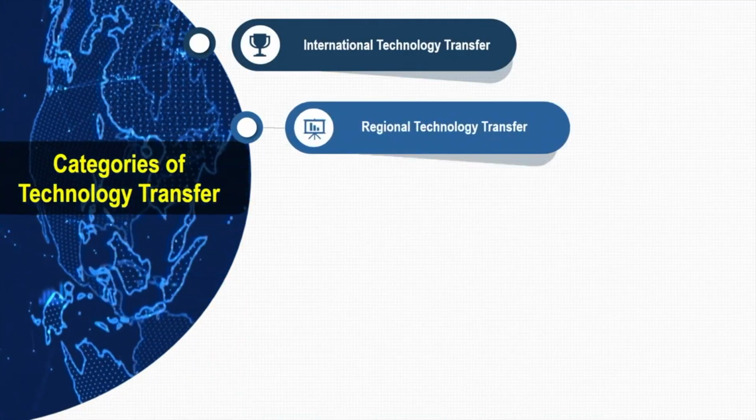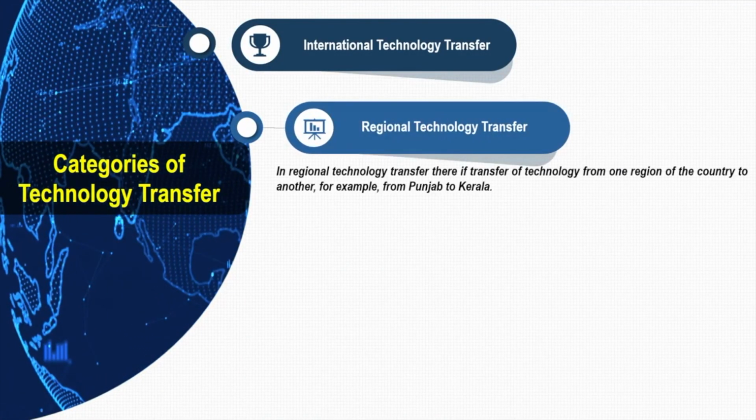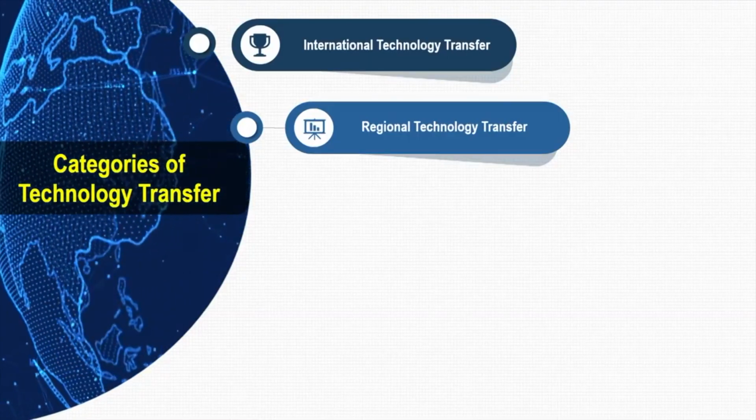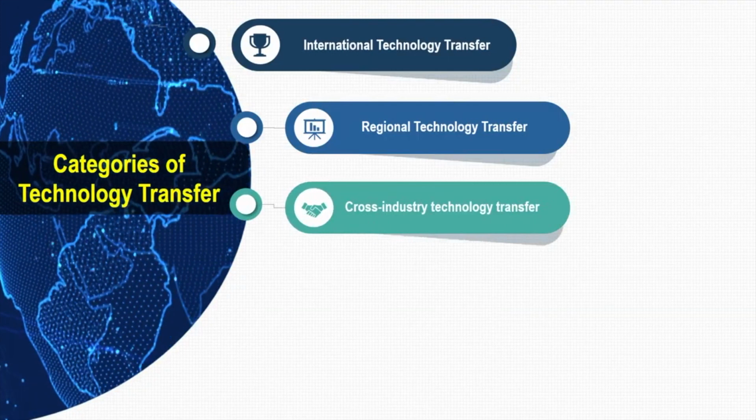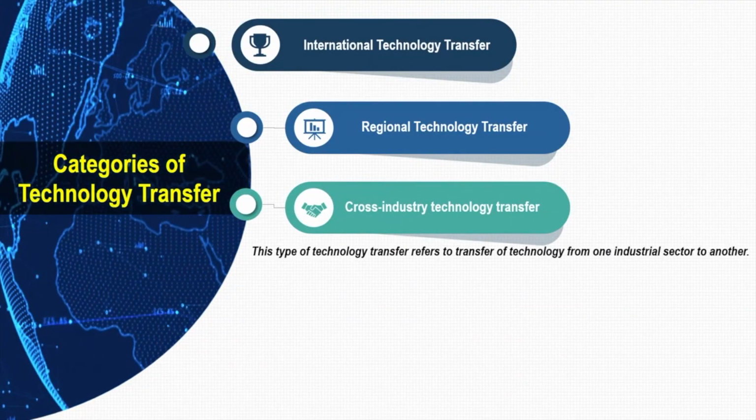Next one is regional technology transfer. In regional technology transfer, there is transfer of technology from one region of the country to another. For example, when this transfer takes place from Punjab to Kerala, then we call it regional technology transfer. Cross-industry technology transfer refers to transfer of technology from one industrial sector to another.